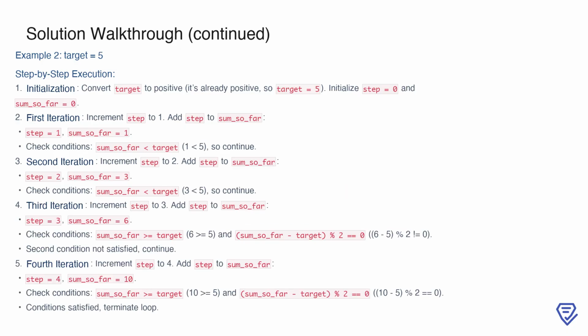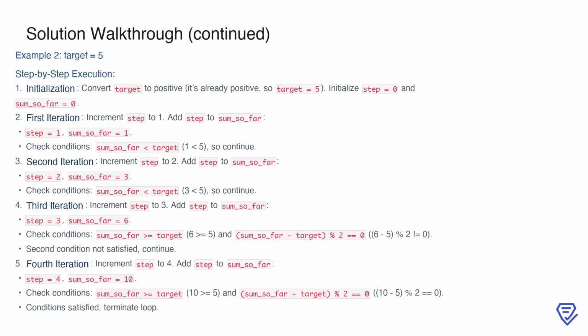Now, let's consider the target of 5. Again, since the target is already positive, we set target equals 5. We initialize step and sum_so_far to 0. In the first iteration, we increment step to 1 and add it to sum_so_far, giving us a total of 1. Since sum_so_far is still less than the target, we continue.